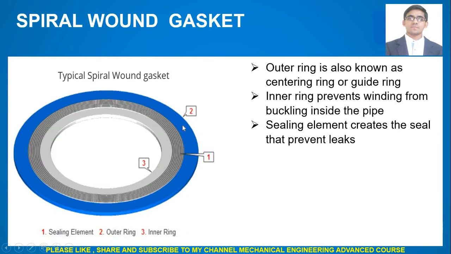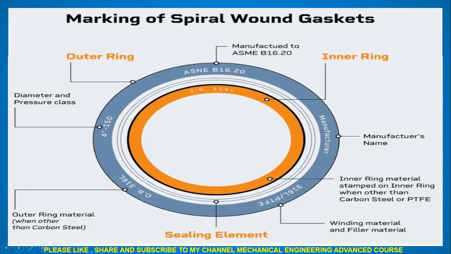This is the outer ring. This is also known as centering or guide ring. This is the inner ring. It prevents winding from buckling inside the pipe. And this middle one, this number 1, is the sealing element that creates the seal that prevents the leakage. Now we'll see marking of a spiral wound gasket.